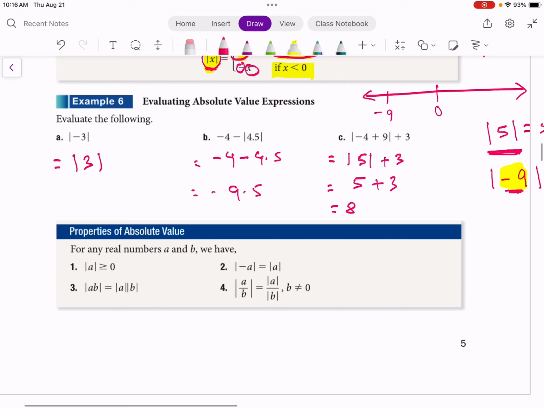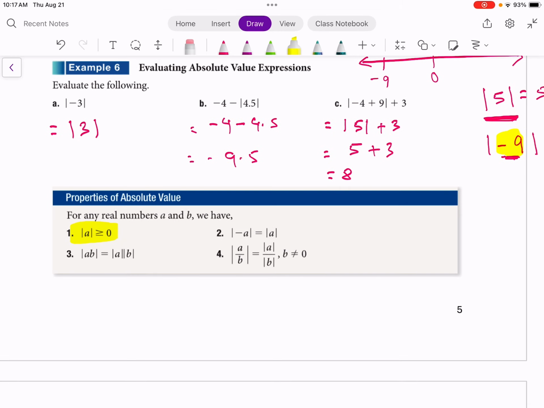And here are the basic properties of absolute value. The absolute value of any real number is always greater than or equal to 0. So if you find the absolute value of any real number, it has to be 0 or greater than 0. Because absolute value is the measure of distance, and distance is always positive, the absolute value of a, or of any real number, is equal to or greater than 0.